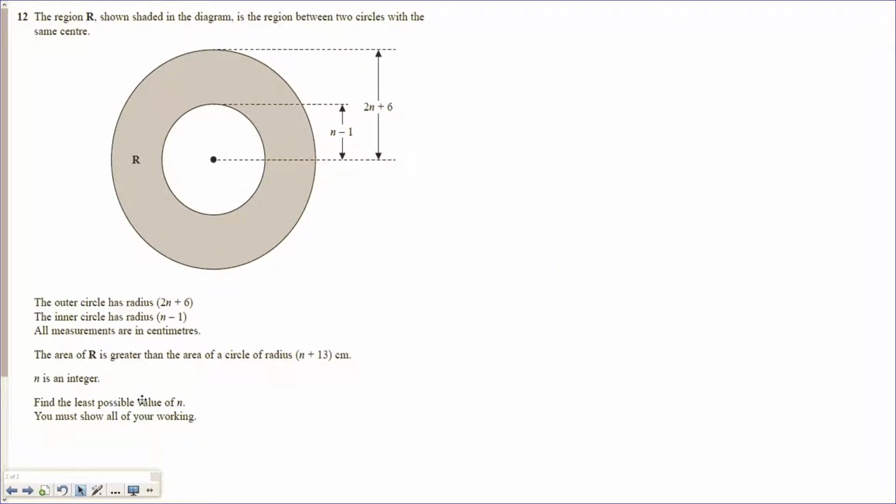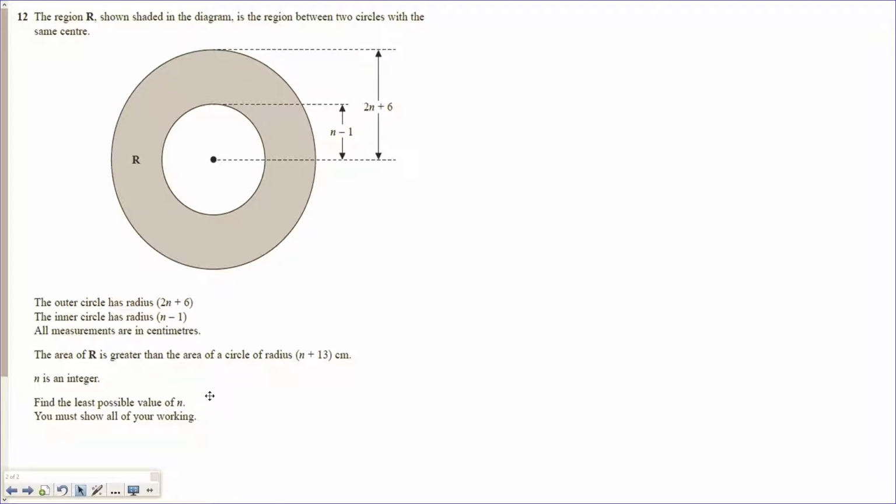The region R shown shaded in the diagram is the region between two circles with the same center. The outer circle has a radius of 2n plus 1. The inner circle has radius of n minus 1. So this is the inner circle and that's its radius. All measurements are in centimeters. The area of R is greater than the area of a circle of radius n plus 13. R represents this shaded part here. N is an integer. Find the least possible value of n. You must show all your working out.